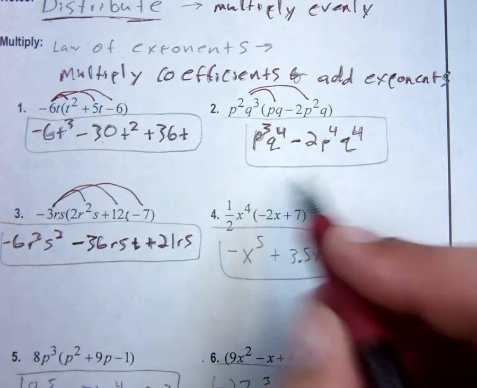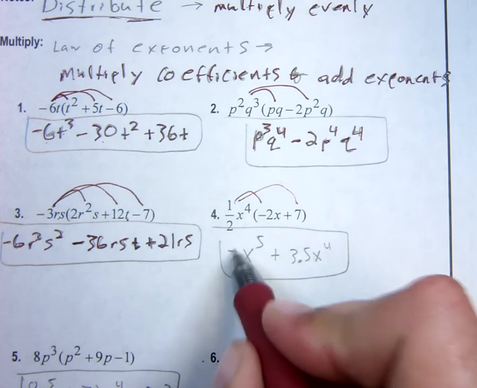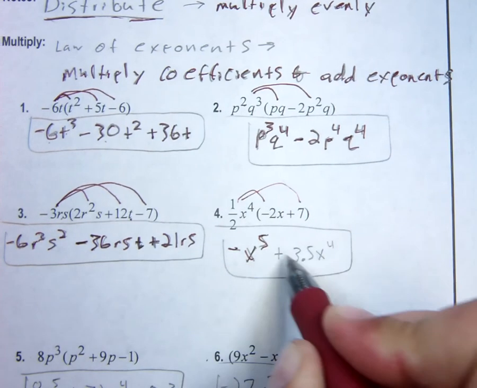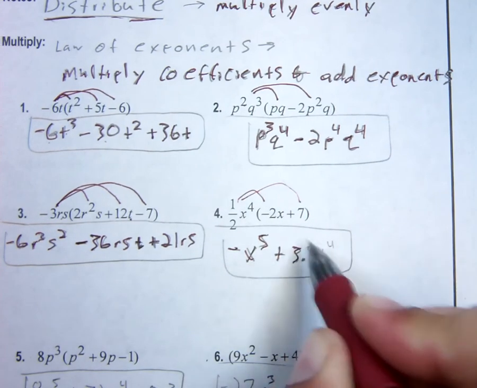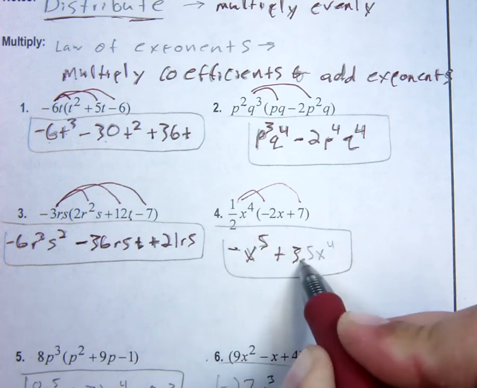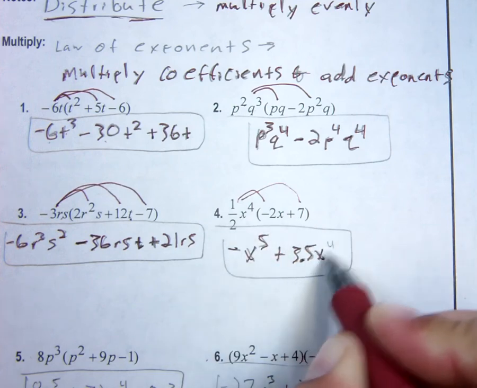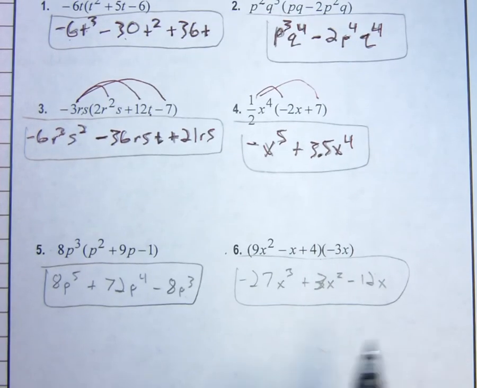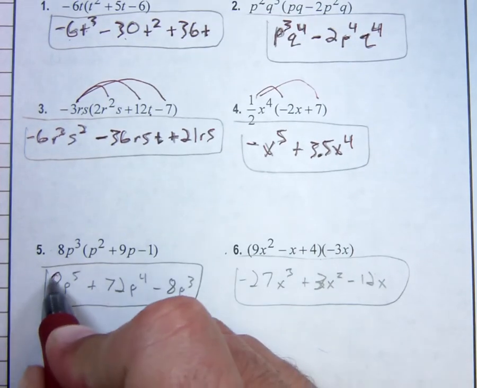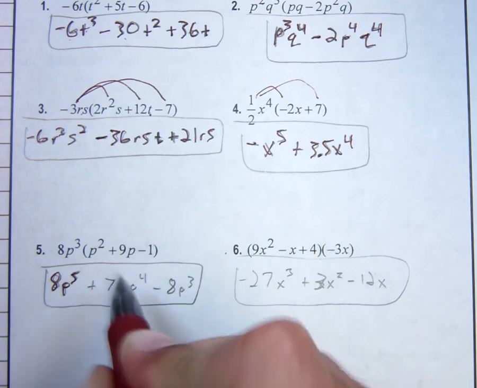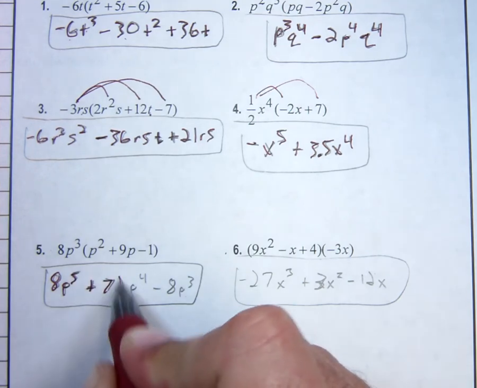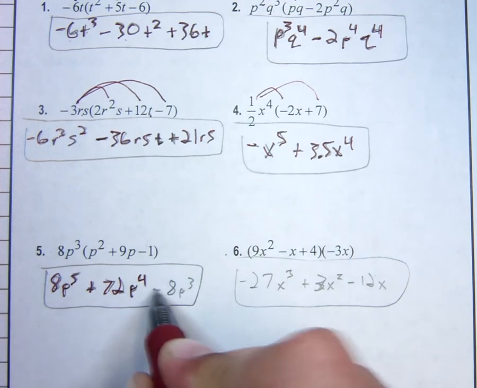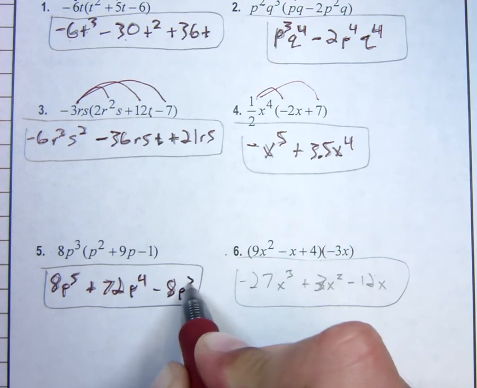Again, we're just distributing it out. And you can see all that's done right there. It's going to be negative x to the fifth plus 7 over 2, or I just went ahead and wrote it as a decimal, 3.5 x to the fourth. Number 5, it's going to be 8p to the fifth plus 72 p to the fourth minus 8p to the third.